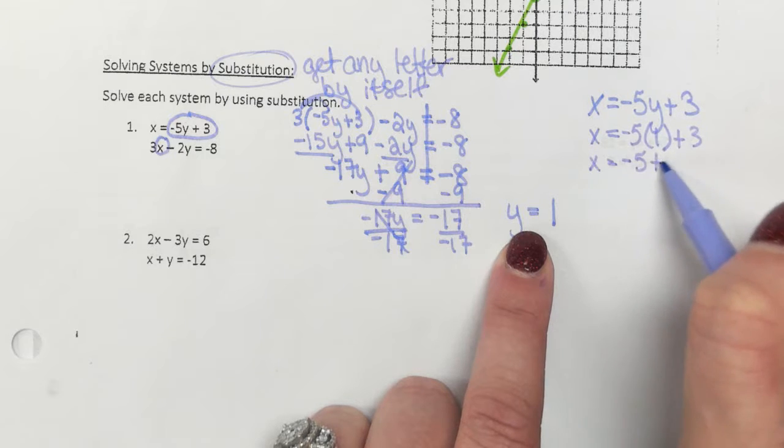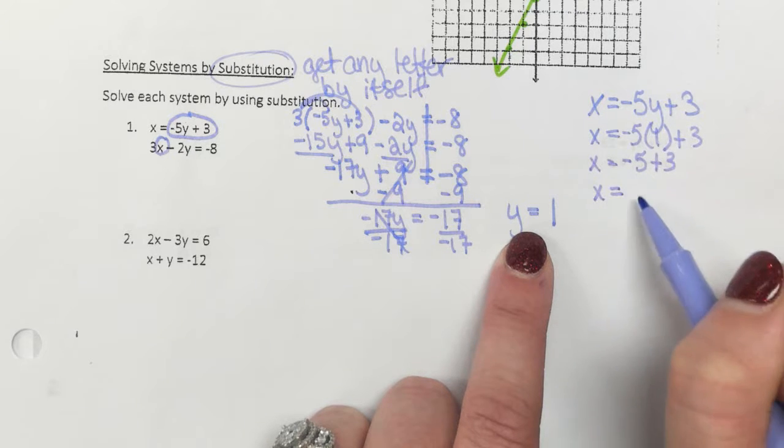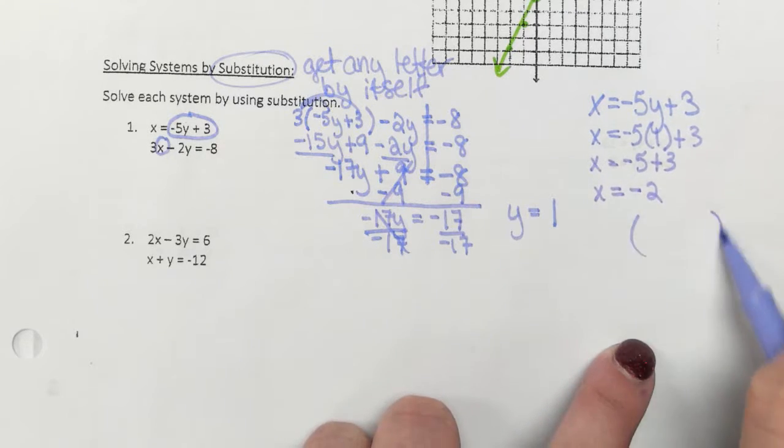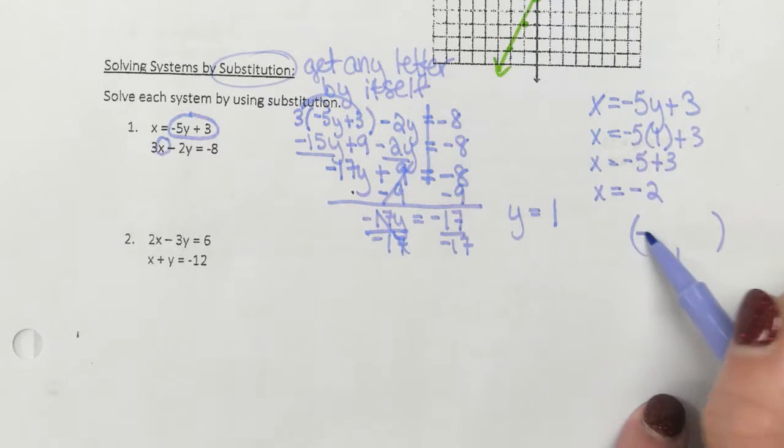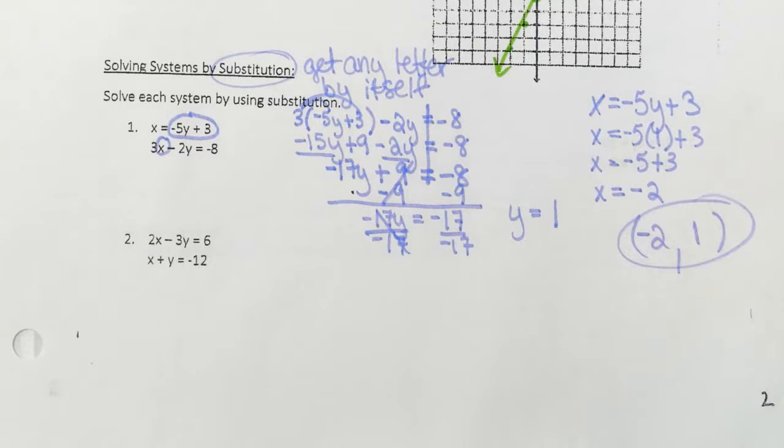So that's negative 5 plus 3. And guys, what's negative 5 plus 3? Negative 2. And your answer that you circle is the coordinate. What's the x value of your coordinate? And your y value? And that's your answer.